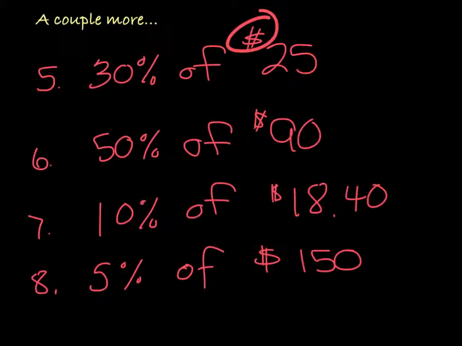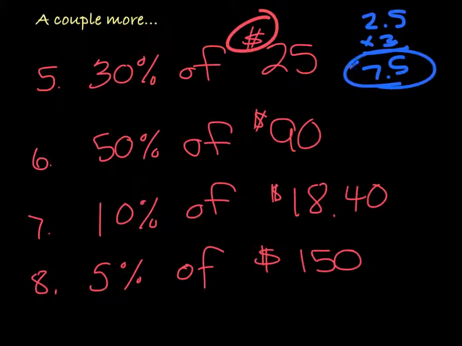Okay, 30% of 25. Well, 10% is 2.5. So 30% would be whatever that is times 3. Now I could do that in my head because I know 2.5 times 2 is 5. Add another one and it's going to be 7.5. Now we're talking money, so it'll be $7.50.